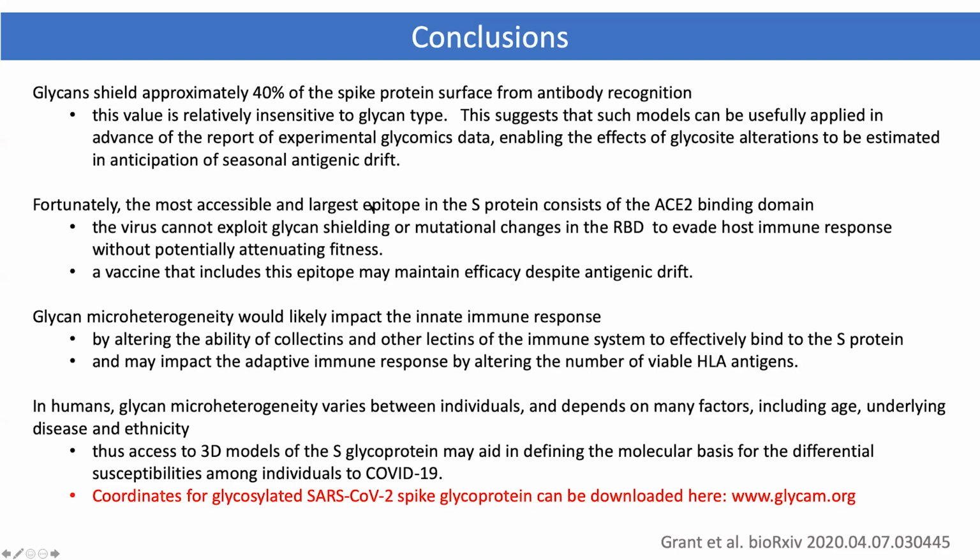Other things we've learned that are perhaps obvious is that the most accessible and largest epitope consists of the ACE2 receptor binding domain. And this is fortunate because the virus can't make mutations there without affecting its ability to infect. It can't glycosylate there, or it can't bind to the host. So as long as the coronavirus keeps wanting to bind the ACE2 receptor, then this is likely to be a good epitope for a vaccine. And that's indeed what we see in the antibody co-complexes in the MERS and SARS structures.